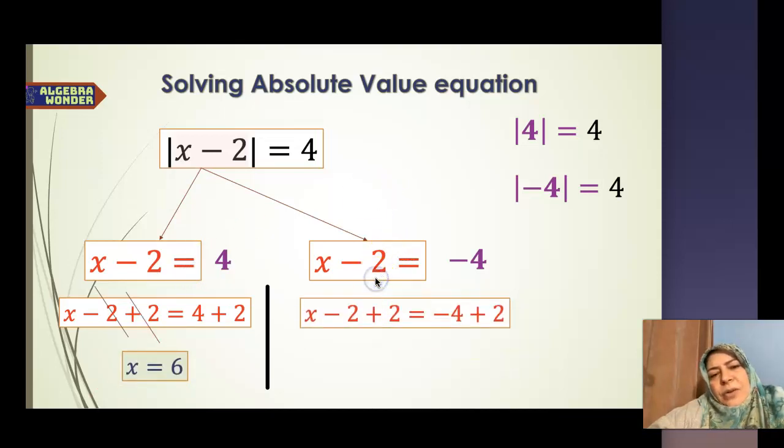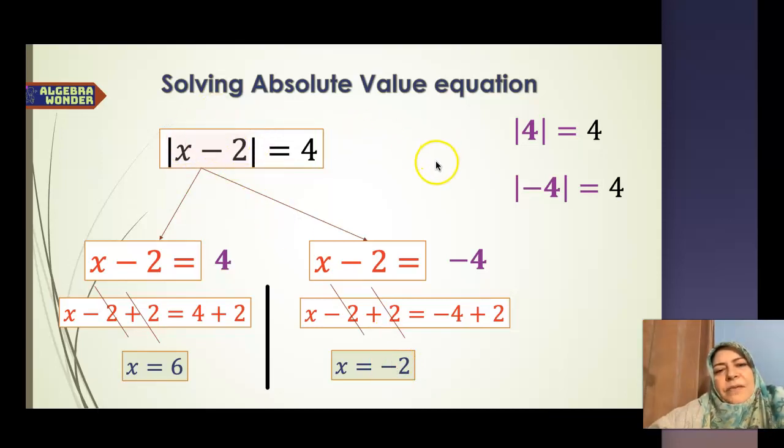Or you go to the other side, you also add 2. And then you get x equal what? Negative 2. So now this x here can be 6 and also can be negative 2. And that's it. That's how we solve it. So again, you can just say the quantity inside can be positive 4. The quantity inside can be negative 4, and solve for x. You solve the equation. Okay? And then you get the value for x.